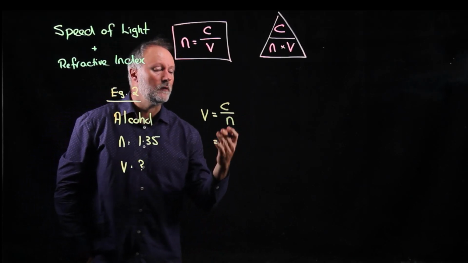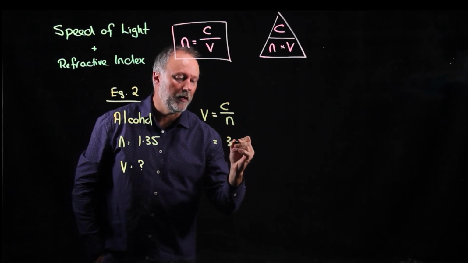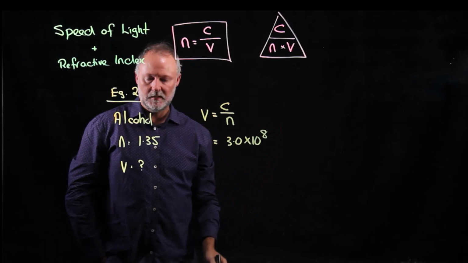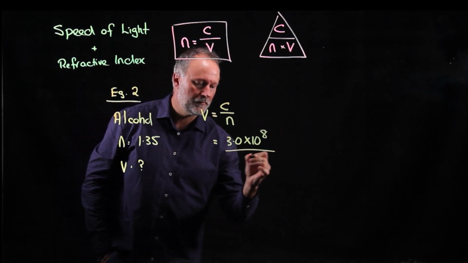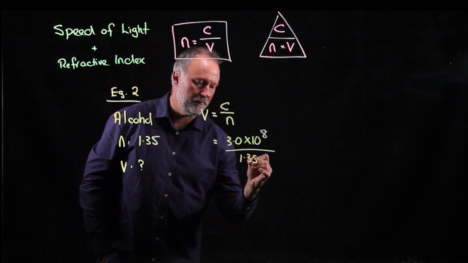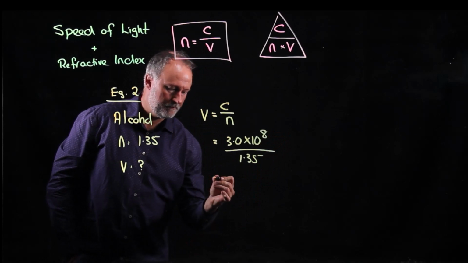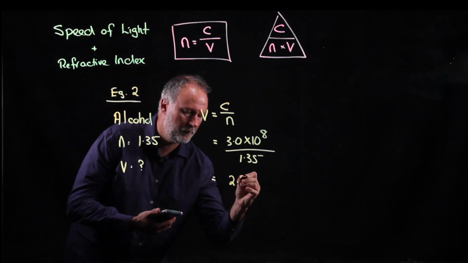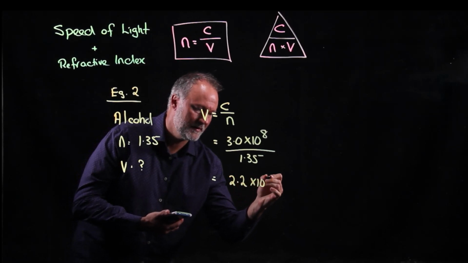We now have our equation. Let's substitute in the values. c, the speed of light in air, was 3.0 by 10 to the 8. And n, the refractive index, was 1.35. That gives me a velocity of 2.2 by 10 to the 8 meters per second.